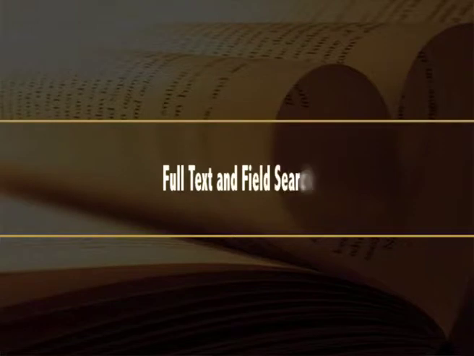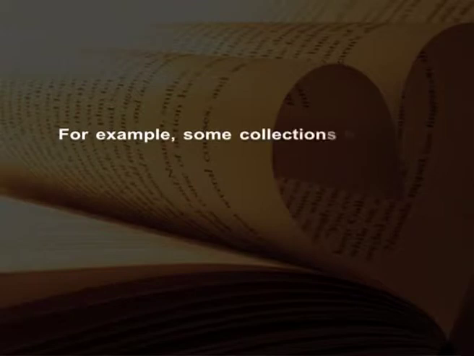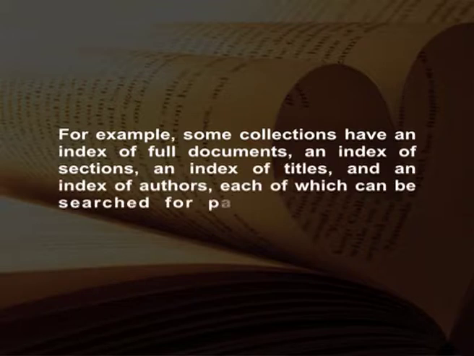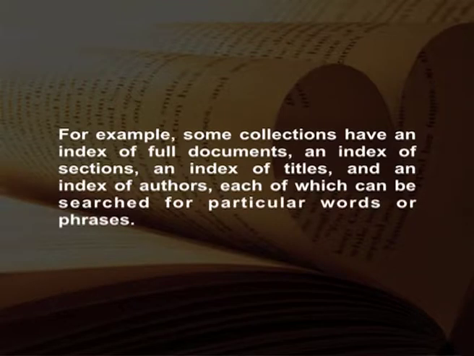B. Full text and field search. The user can search the full text of the documents or choose between indexes built from different parts of the document. For example, some collections have an index of full documents, an index of sections, an index of titles, and an index of authors, each of which can be searched for particular words or phrases. Results can be ranked by relevance or sorted by a metadata element.